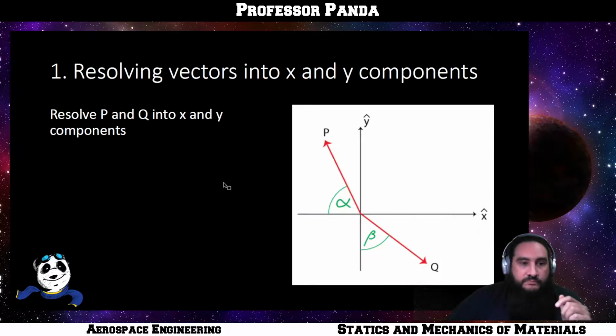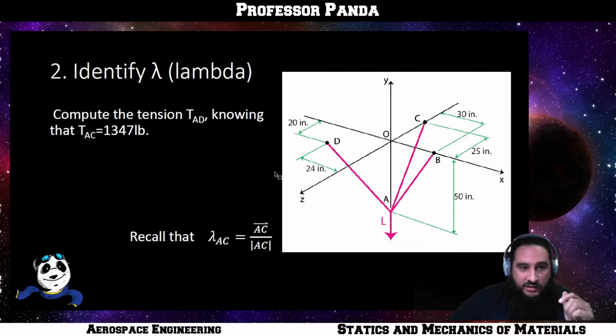Let's get into it. This is the problem we did last week. This is what we're going to jump into this week. The problem statement says, compute the tension TAD, knowing that TAC is 1347 pounds. And then we need to recall that lambda AC is equal to the position vector from A to C, divided by the length of AC. Those are things we need to keep in mind.